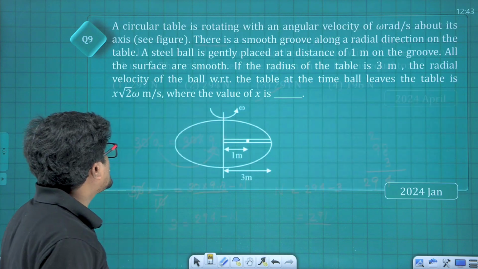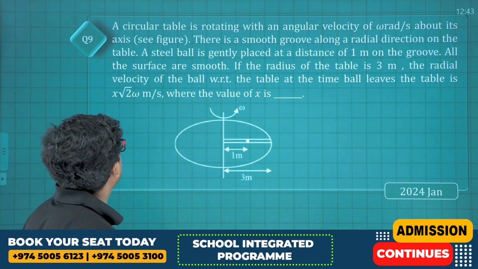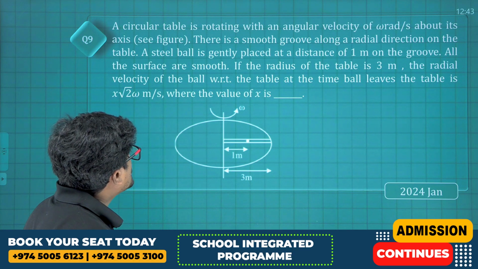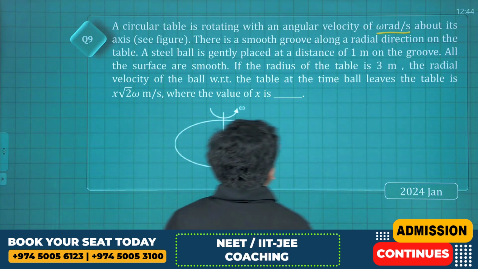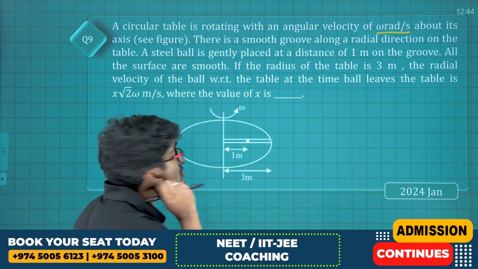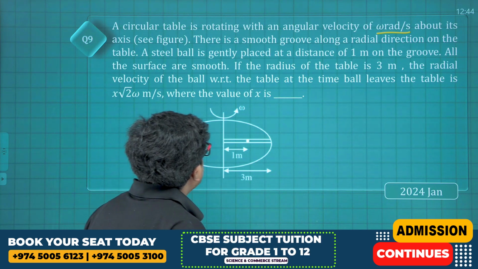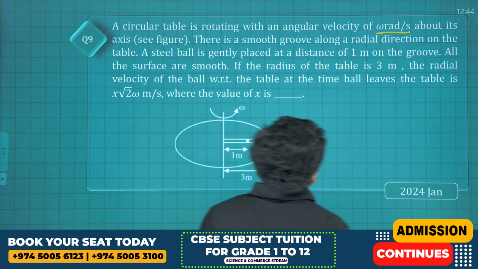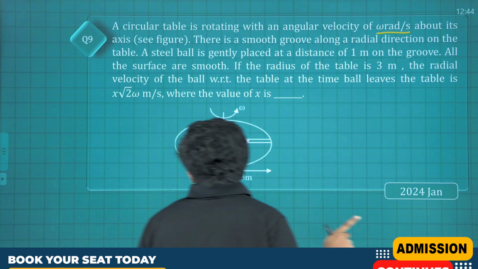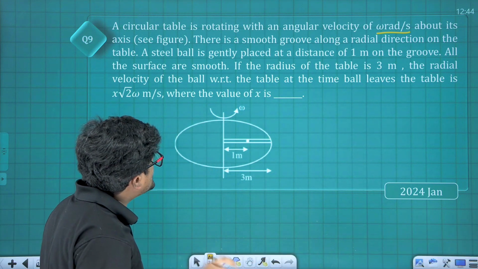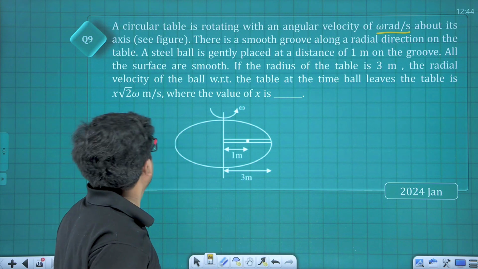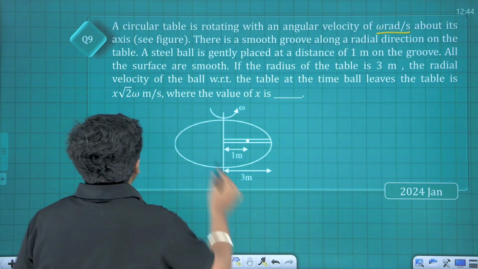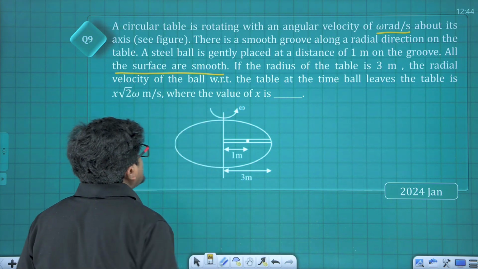And here comes the last question. The question says, a circular table is rotating with an angular velocity of omega radian per second about its axis as shown in the figure. There is a smooth groove along the radial direction on the table. Steel ball is generally placed at a distance of 1 meter on the groove. All the surfaces are smooth. That is very important. All the surfaces are very smooth.